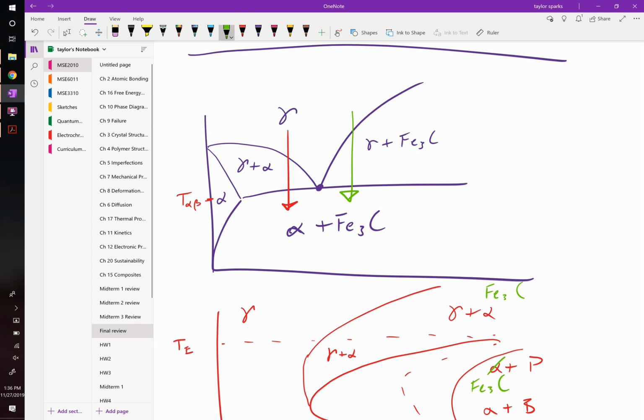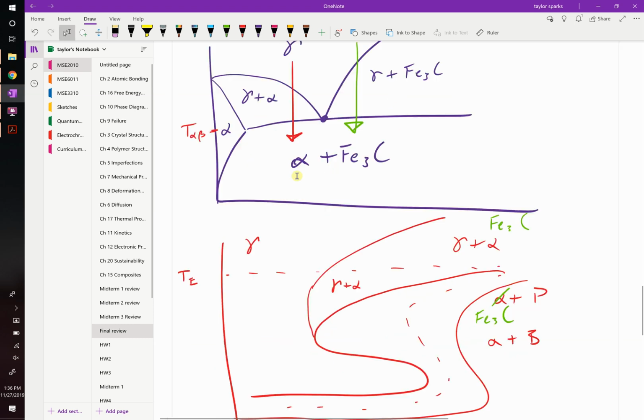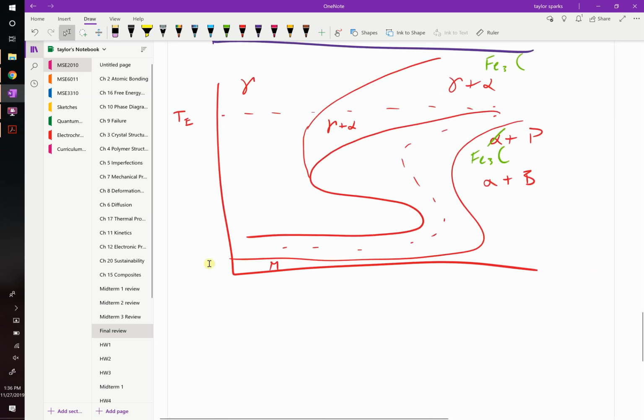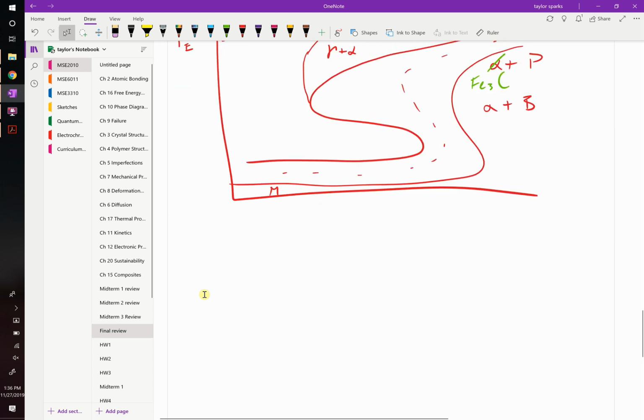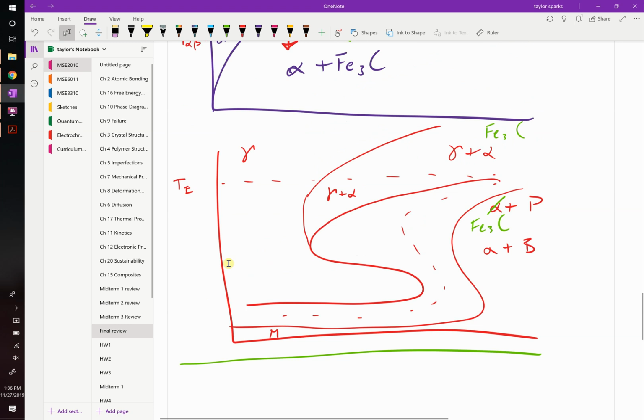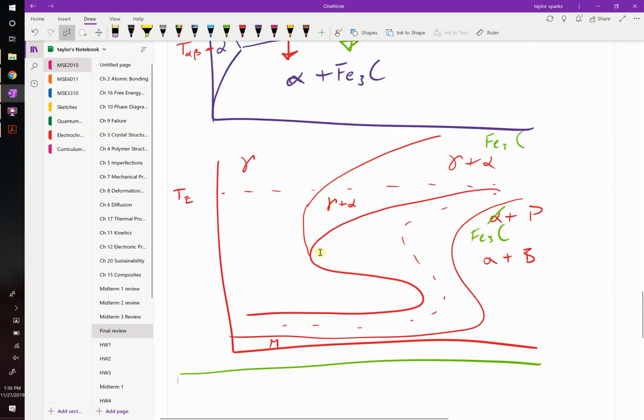How do we get information about them? What do you mean? Oh, okay. So by definition, and this is just what we've defined by human definition, we've said if it forms above or below the nose of this TTT diagram is the dividing line between perlite and bainite. It's totally an arbitrary definition. It's just what we've decided.